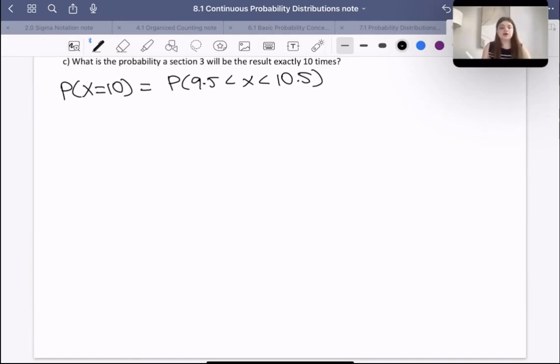Now you may argue, oh hey, but wait a second, because it's discrete, it's also the same thing as the probability of being between 9 point... why can't we use like 9.75 and 10.75 or something like that? And that's because it's not an equal distance between.